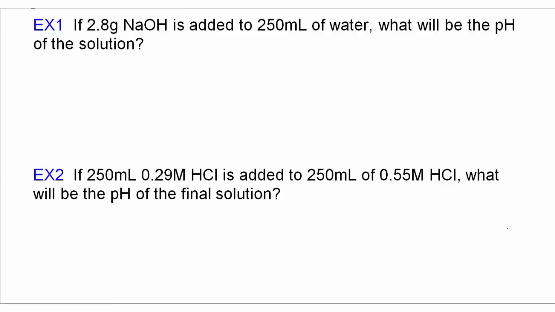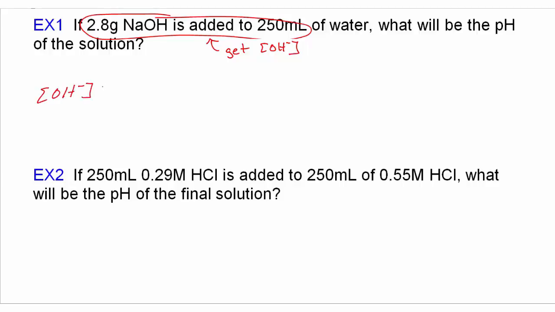Okay, now these questions are going to be getting a little more complicated. If 2.8 grams of NaOH is added to 250 mils of water, what will be the pH of the solution? Okay, so let's use this information to get the concentration of hydroxide. And then we'll use one of our pH equations to get pH out of this. So if we have 2.8 grams of sodium hydroxide, 250 mils of water, what's the concentration of hydroxide?